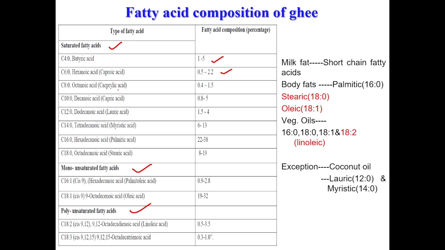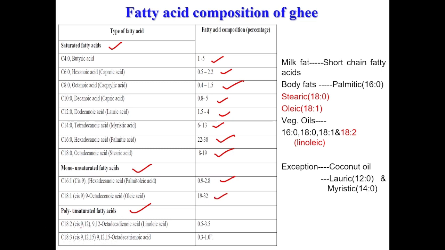Octanoic acid, that is C8, caprylic acid, should range between 0.4 to 1.5, and then C10, which is nothing but capric acid, should range between 0.8 to 5, and C12, that is lauric acid, 1.5 to 4, C14, which is myristic acid, 6 to 13, and then C16, that is palmitic acid, 22 to 38, then C18, stearic acid, 8 to 19. Now coming to MUFA, palmitoleic acid should range between 0.9 to 2.8, and then the other is oleic acid, that is C18:1, which should range between 19 to 32.